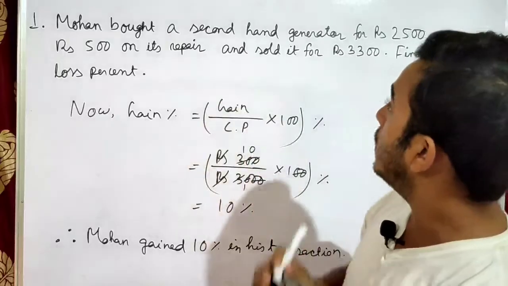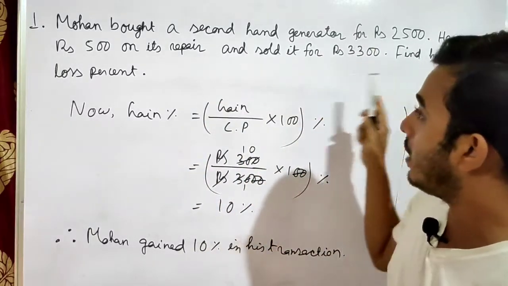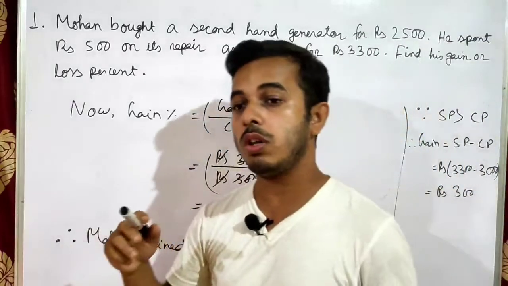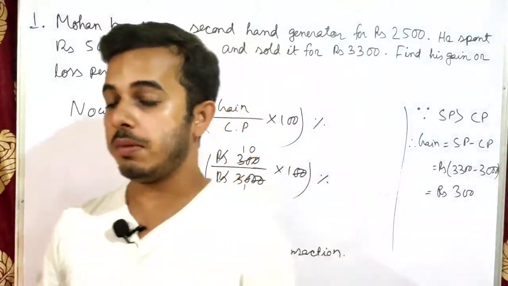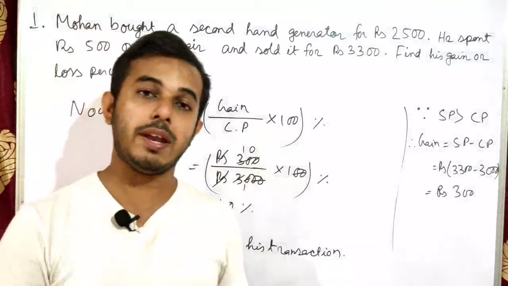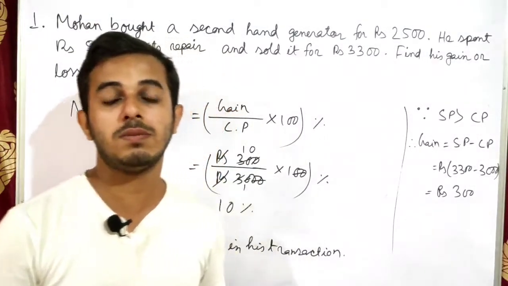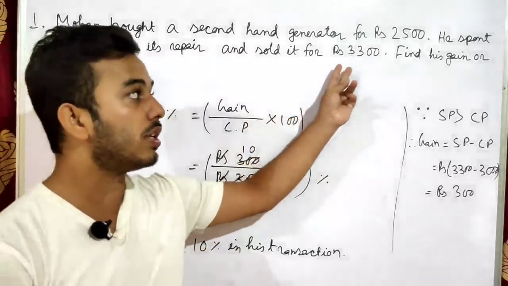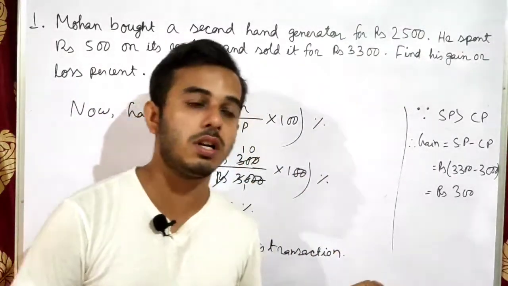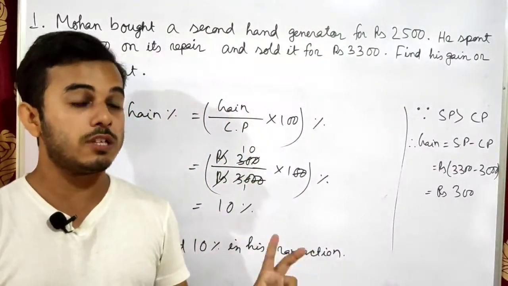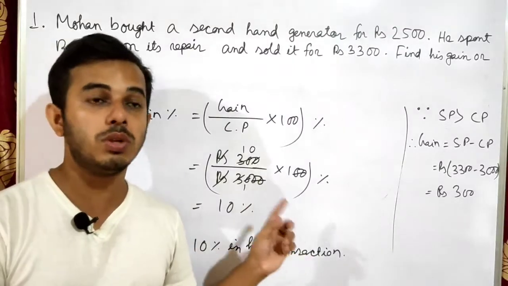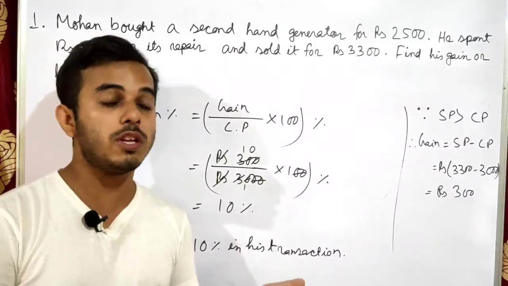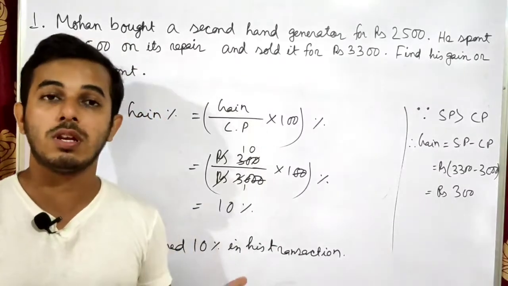So here CP was what? CP was 2500 and extra expenses. If we sum up the original CP and the extra expense, it makes the effective CP or total CP, which is 3000, okay. And then he sold the generator for rupees 3300. So here SP is greater than CP, so we subtract SP minus CP, it is 300, isn't it? So when SP is greater than CP, that means we have a gain.